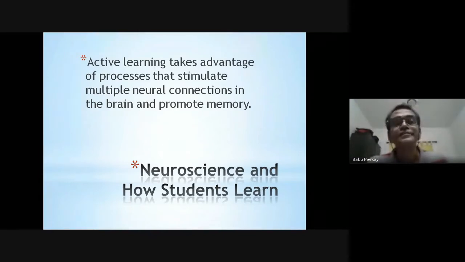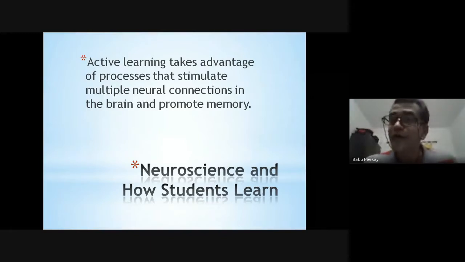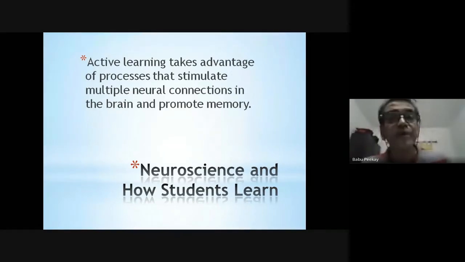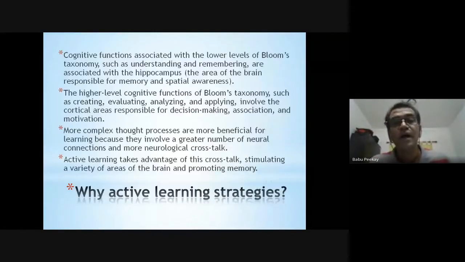Key words from that are multiple neural connections in the brain and active learning at the beginning. So if you want multiple neural connections in the brain, and if you want activities which would promote memory, then plan tasks, activities, and all that. This is science. And this is pure science.